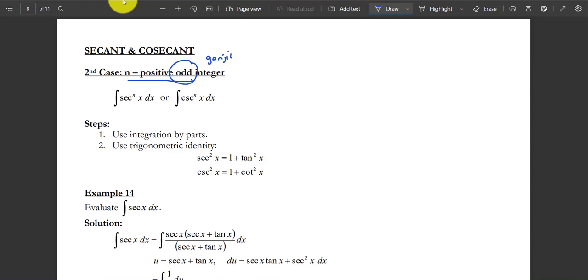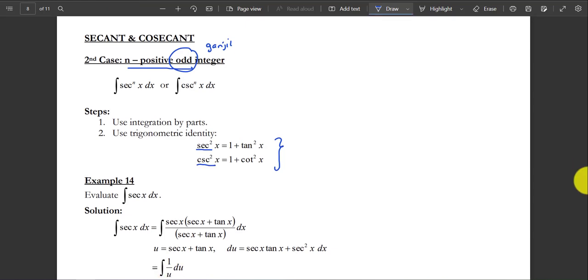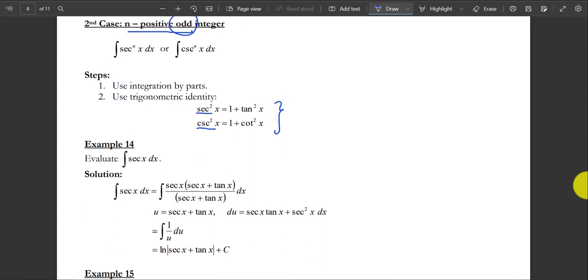Previously we did the positive even integer power n, where we substitute into the same trigo identity for secant square and also for cosecant square. That means we have to split off the square factor of our integration. But first, we do integration of secant x only, secant power 1.